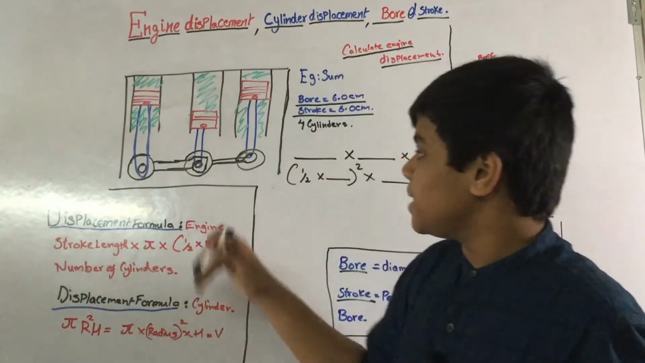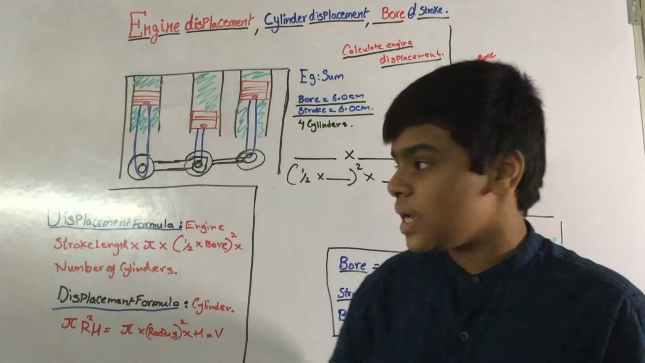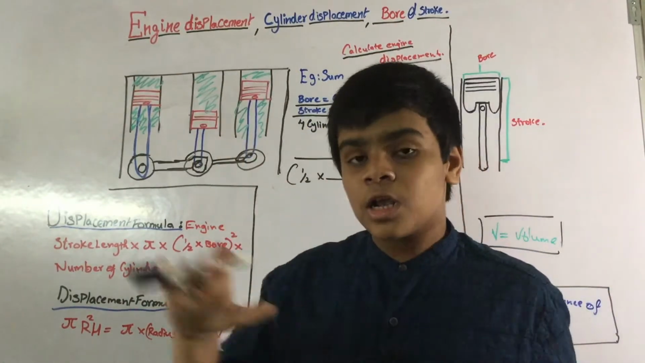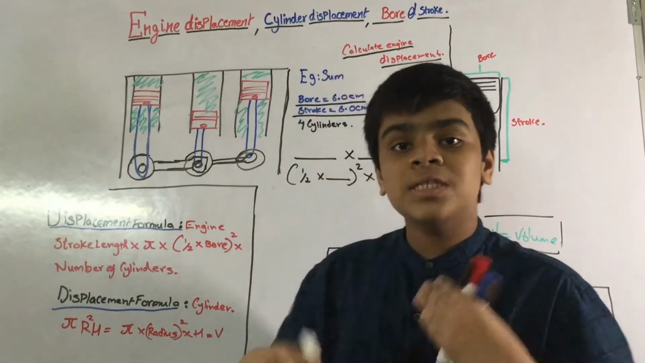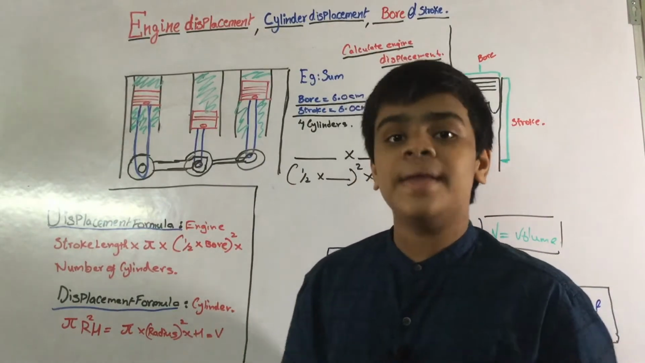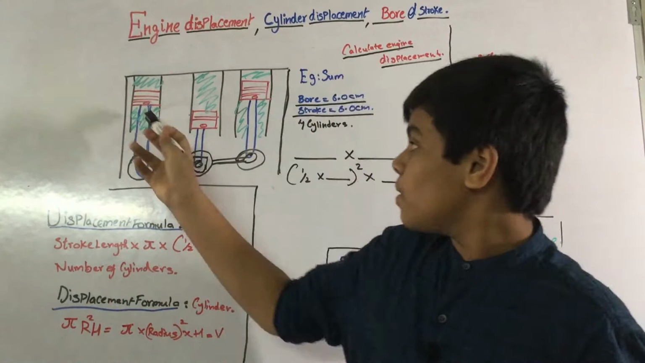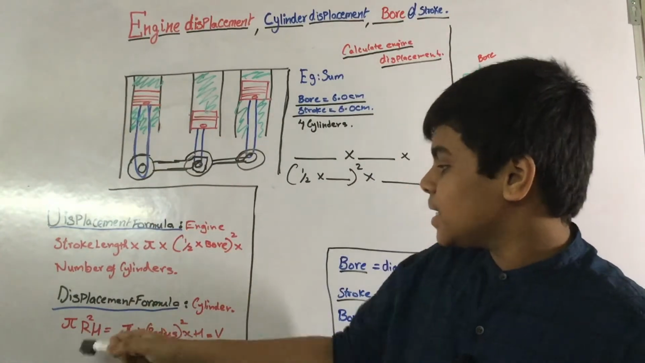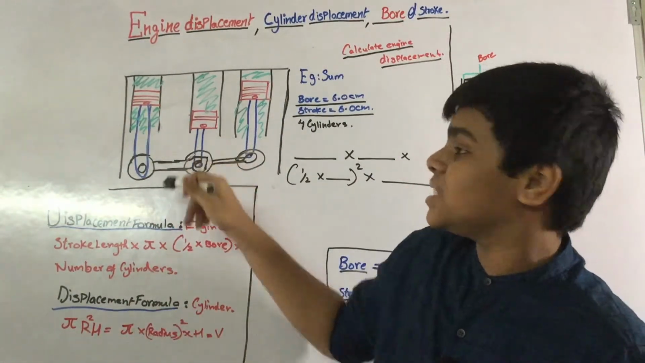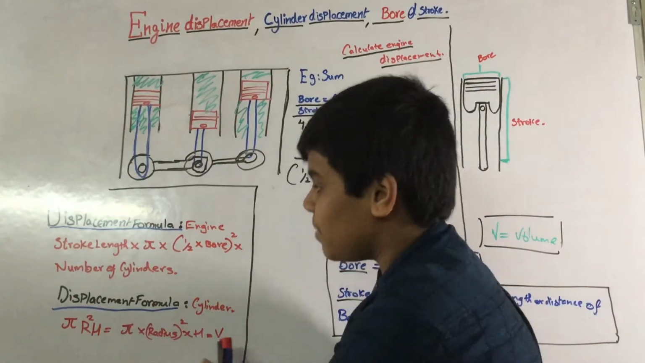So TDC and BDC, from the topmost point to the bottom dead center, how much volume the piston can sweep in that particular area, the cylinder itself, that is the answer for that one cylinder. I'll teach you how to calculate the displacement for one particular cylinder, but this is for the engine. It differs. It's not the same, as you can see here.